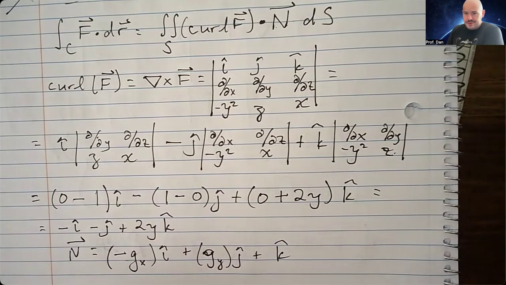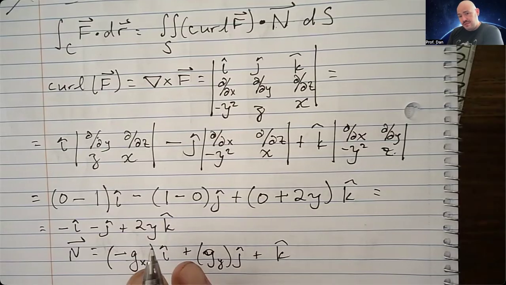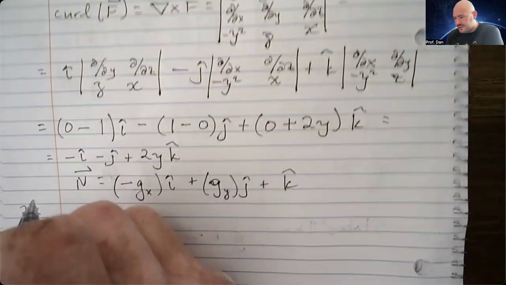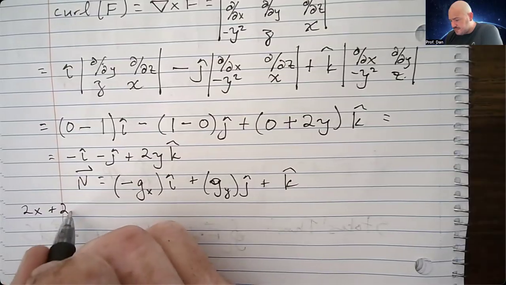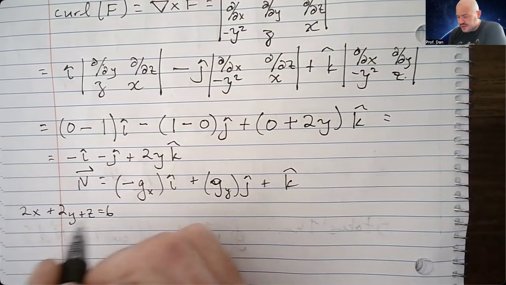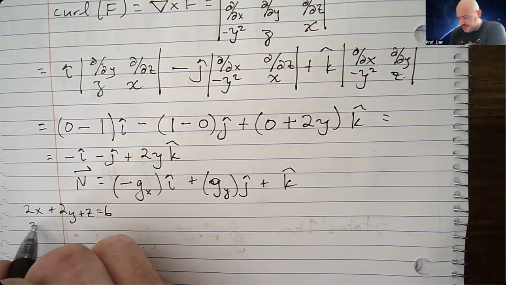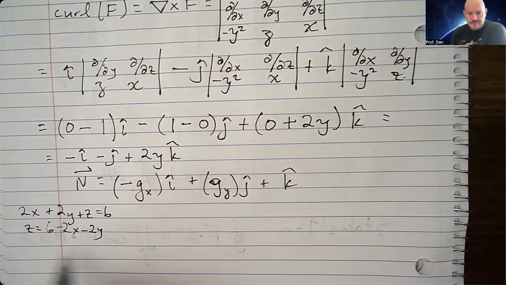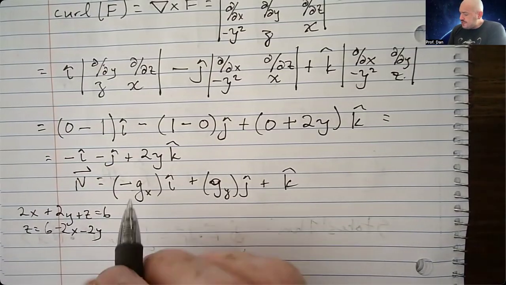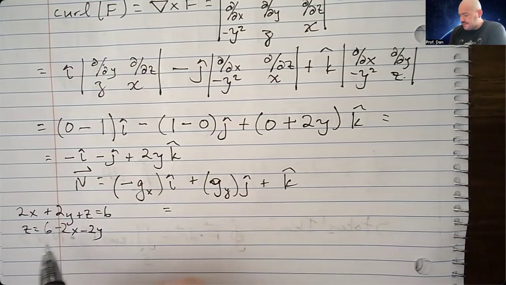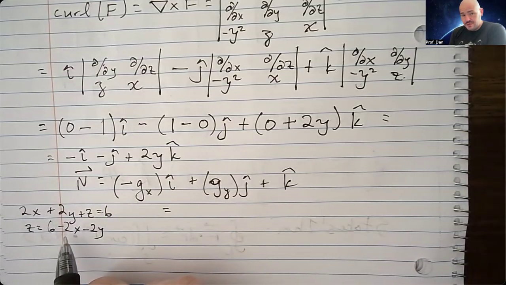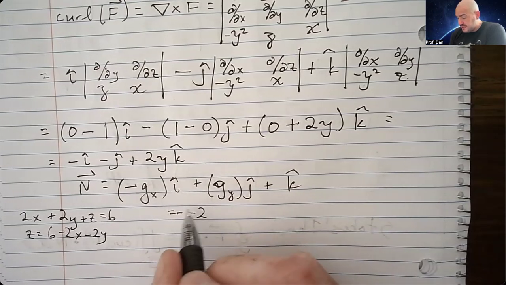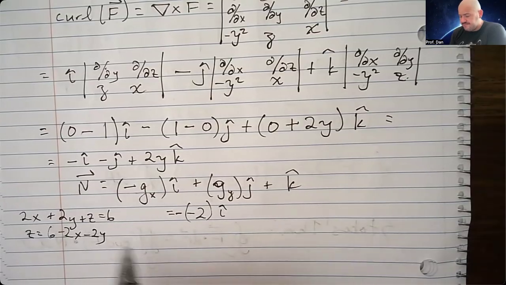And then whatever z was equal to, that was defined as g, right? So if I take the surface that we started with, which to remind you was 2x plus 2y plus z equals 6, we can rearrange this to isolate z and get z equals 6 minus 2x minus 2y. All right. So if I take the partial derivative of this with respect to x, I end up leaving behind just negative 2, so negative 2i.